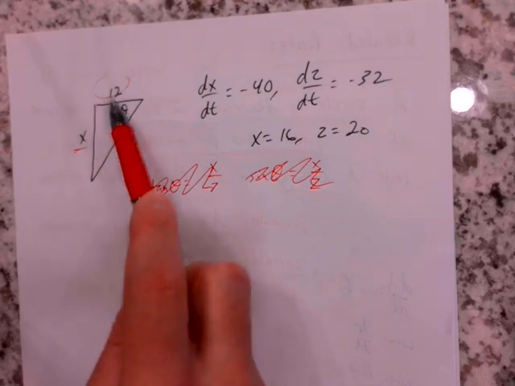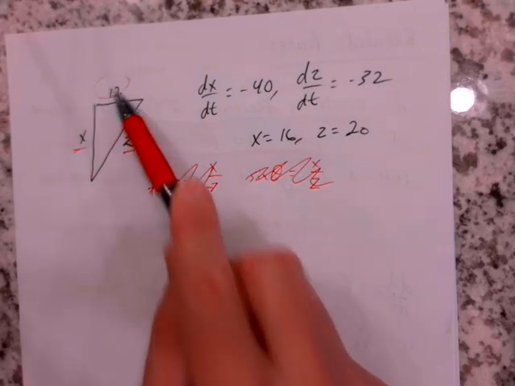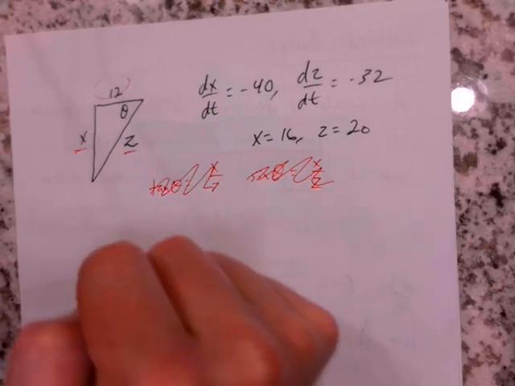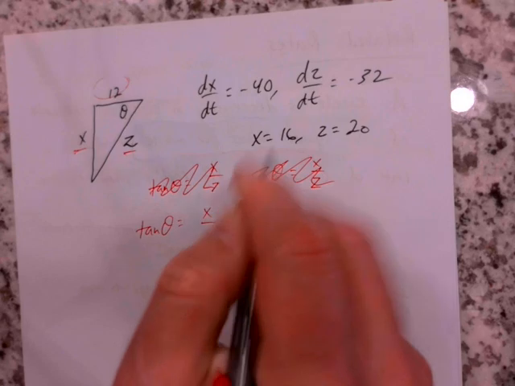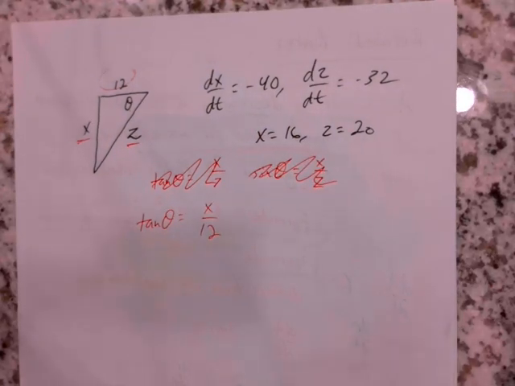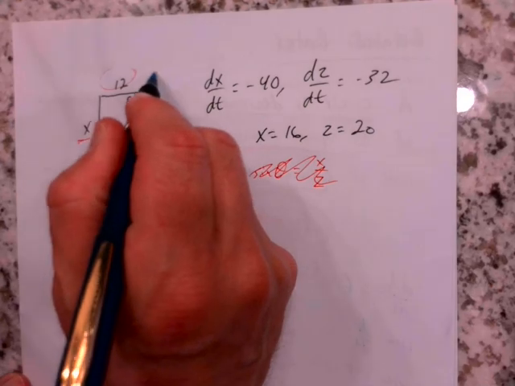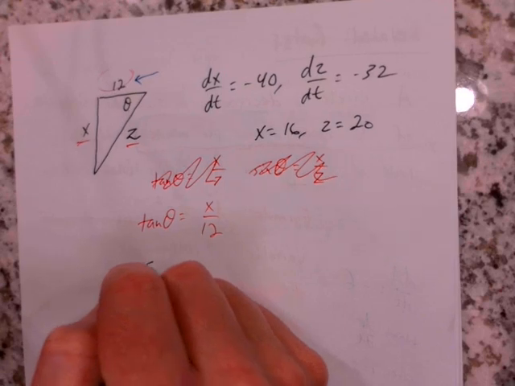Tangent of theta is x over 12. Or I could do cosine. Cosine of theta is 12 over z. I'm going to do tangent. But I could have just as easily done cosine. But the idea is that we have a constant length, so we might as well involve it in our formula to make our life a little bit easier. The formula we really only use for its derivative.